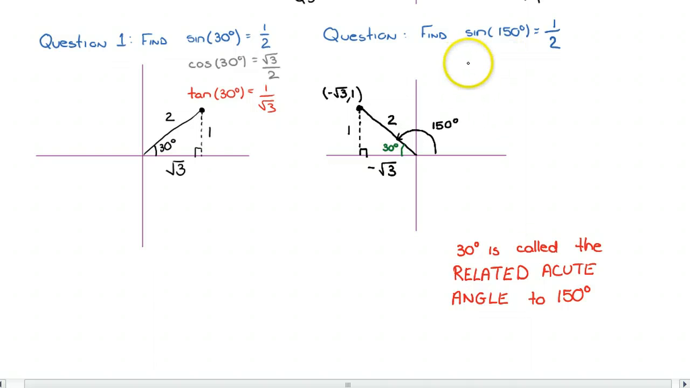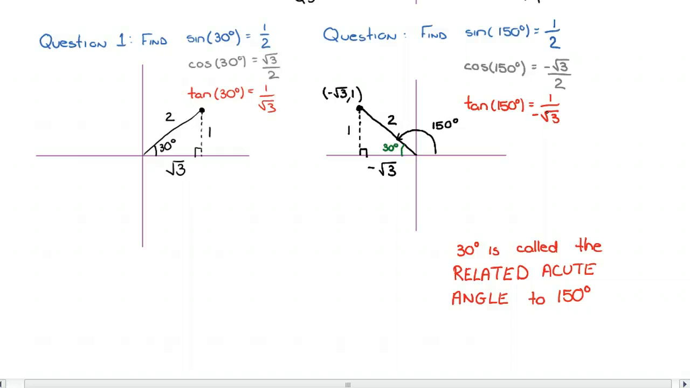So the sine of 150 degrees is going to be the opposite 1 over 2. And again, I could take cos of 150 degrees. And so cos of 150 degrees is going to be, and notice, it's negative root 3 over 2 because we use the x from this xy pair. And of course, I could find tan of 150 degrees. Tan is opposite over adjacent, so it's 1 over root 3. But root 3 is negative, so it's negative root 3.